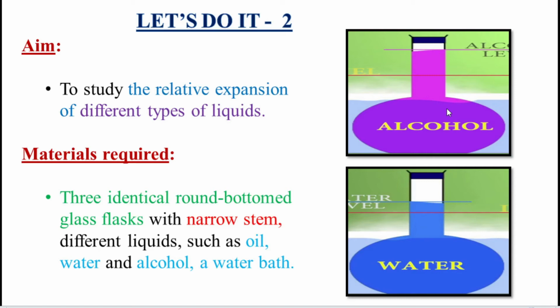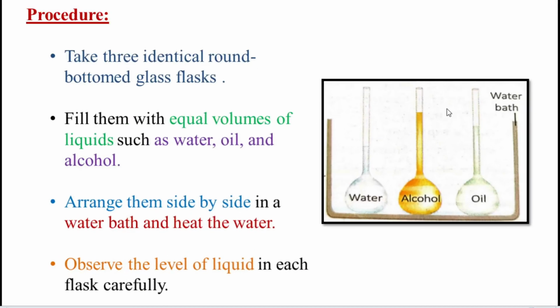So for this experiment we need three identical round bottomed glass flasks with a narrow stem and different liquids such as oil, water, and alcohol. Finally we need a water bath. So how do we do this activity? The procedure is: take three identical round bottomed glass flasks.